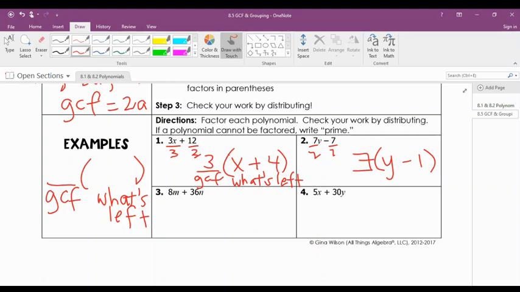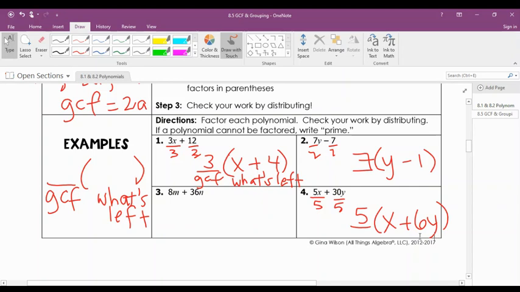All right, one more of these, number 4. I believe 5 goes into both of these, so far it's been pretty easy. So my GCF is 5. I'm going to divide them both by 5 to see what's left. What's left is 1x plus, and then 30 divided by 5 is 6 with a y on it. That's all they have in common. So far they haven't had any letters in common.